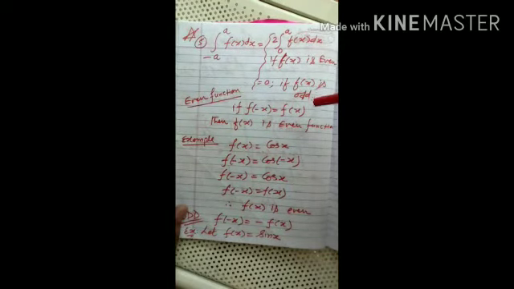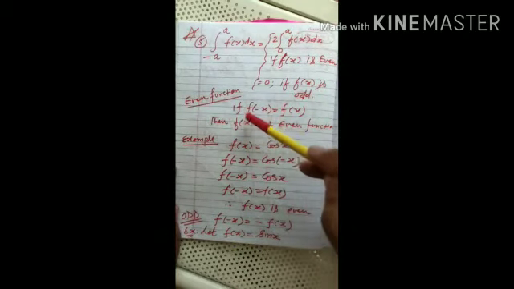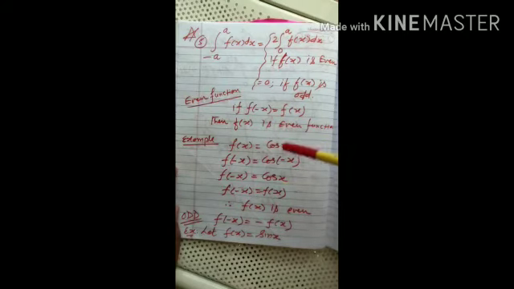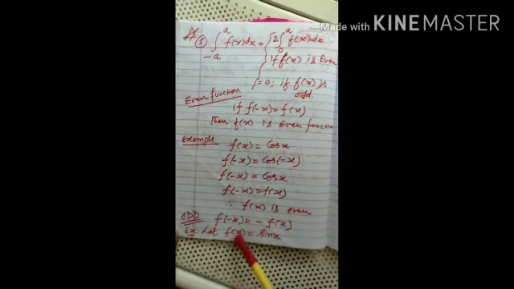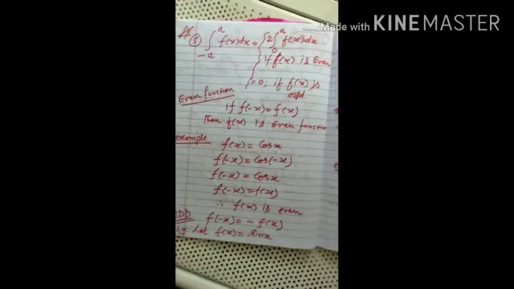So students, let me introduce you to what is even and what is odd. An even function: if f(minus x) equals f(x), then f(x) is even. Here is an example of it. And an odd function: f(minus x) equals minus f(x). An example of this is sin x.